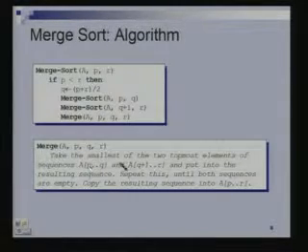So, what do I mean by the smallest of the two topmost elements? What is the topmost element of this sequence? The first element, the element at location P, A of P, and the topmost element of this sequence is A of Q plus 1. I am going to take the smaller of these two and put it into the resulting sequence, whichever is the smaller, when I have to merge.